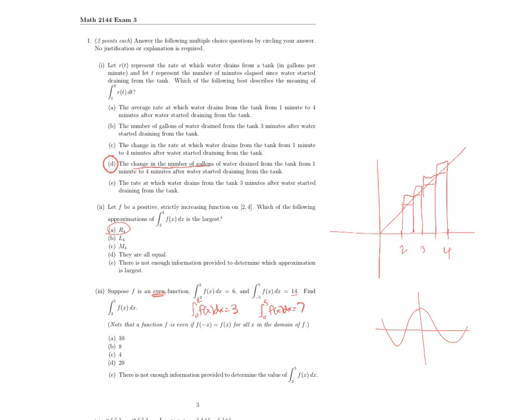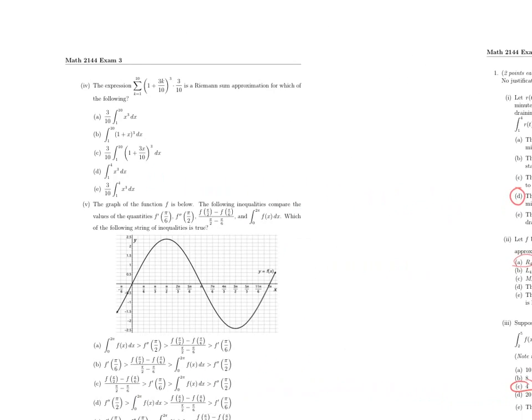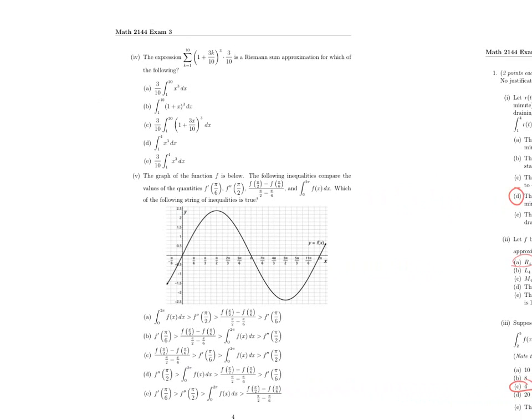Okay, and so then I want the integral from 2 to 5 of f of x dx. That will be the integral from 0 to 5 of f of x dx, minus the integral from 0 to 2 of f of x dx. And this I know to be 7 minus 3, which is 4, the correct answer. Okay, so let me switch over to the next page.